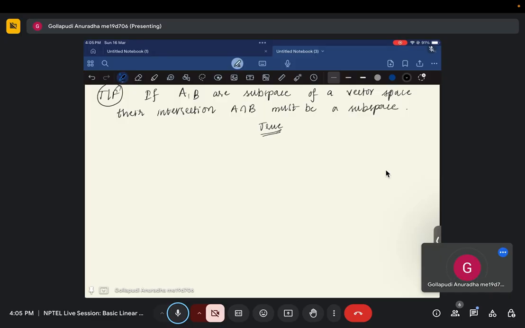Yeah, so we can take some vectors v1 and v2 both from A intersection B. Then v1 plus v2 belongs to A. So first of all, how do you say that that is a subspace? What conditions do we check for a subspace? Yeah. So first of all, what conditions have to be satisfied for anything to be a subspace?